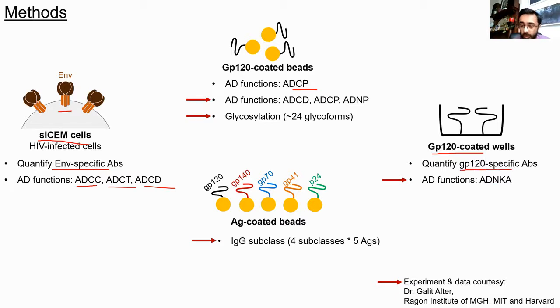Thereafter, we collaborated with Dr. Gilly Tolter's lab at the Reagan Institute, and we shipped some samples to them. They performed complement deposition, phagocytosis, and neutrophil phagocytosis using GP120 coated beads. They also performed 2 biophysical characterizations. The first was glycosylation patterns for GP120 specific antibodies. They also detected IgG subclass distribution for these 4 groups of people living with HIV for the 5 groups of antigen as shown here: GP120, GP140, GP70, 41, and P24.